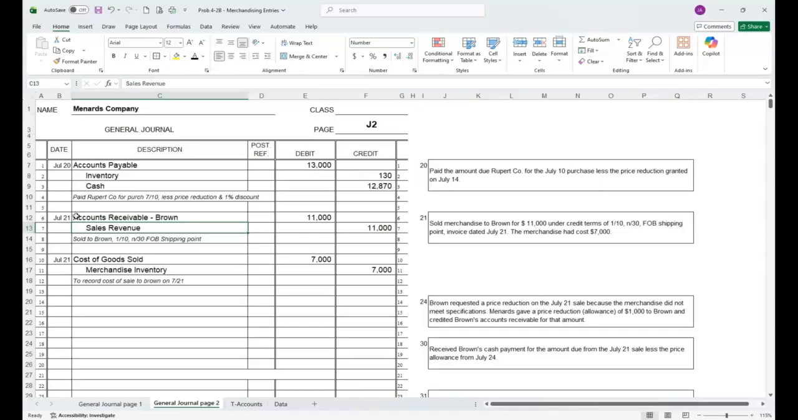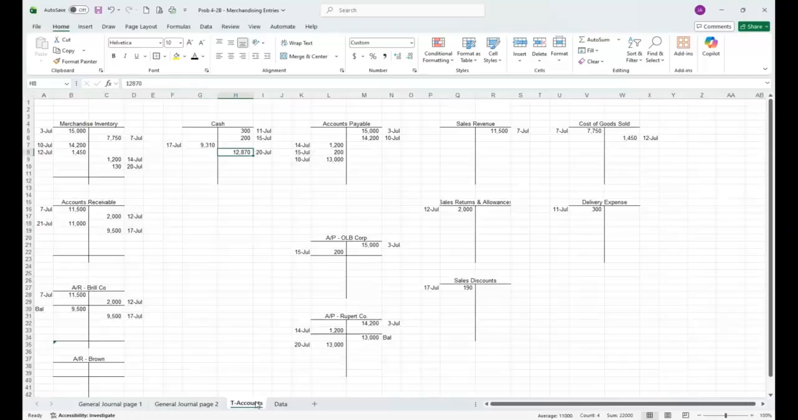Let's do this one first. Accounts receivable Brown and sales revenue. Well, let's start. I misplaced this one. I put this one in the wrong place. So I'm just going to remind us that we got these in the wrong place. This was the 17th. This was the 21st. They should be reversed, but I'm not going to mess with it right now.